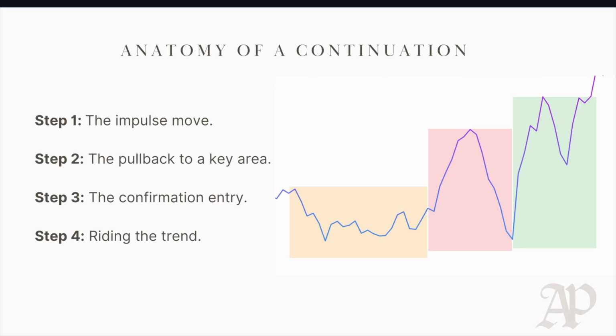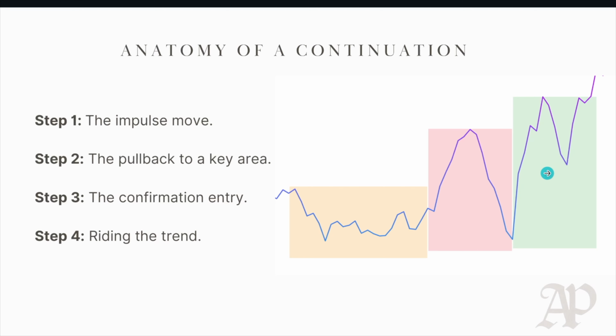So the anatomy of continuation, right? What do we see here? We have the classic accumulation, manipulation, distribution, right? So step 1, the impulse move. After the manipulation has happened, what is going to happen? A distribution. So we are going into an uptrend.